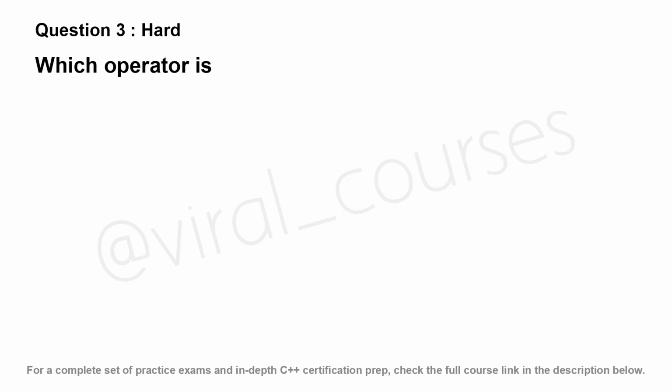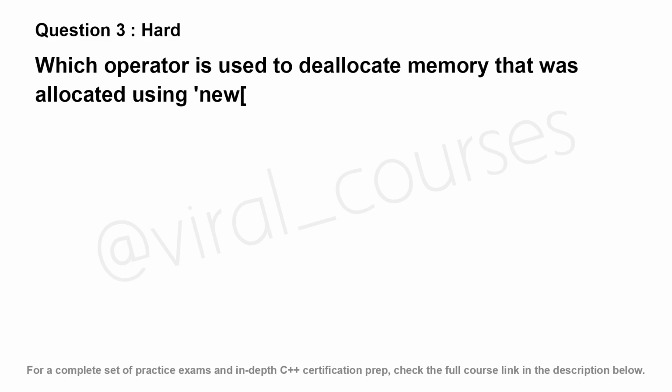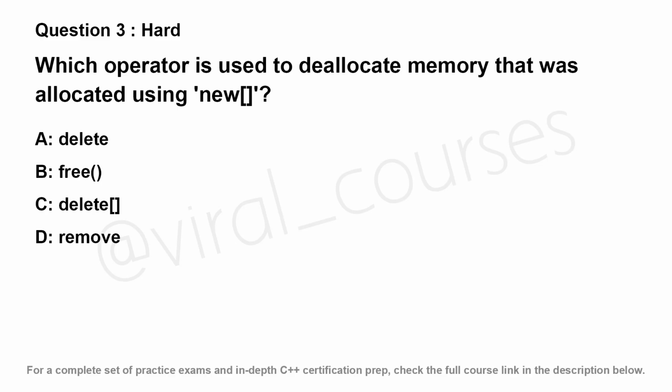Which operator is used to deallocate memory that was allocated using new? Option A, delete. Option B, free. Option C, delete. Option D, remove.